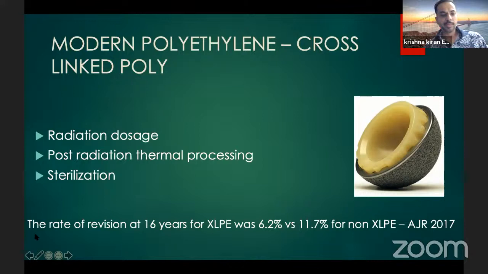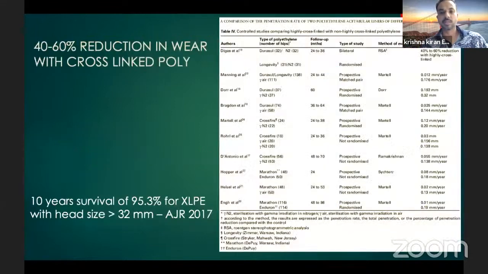The most important point, however, is that the rate of revision at 16 years for XLPE was 6.2% versus 11.7% for non-cross-linked polyethylene. So cross-linked polyethylene, I must say, is the cornerstone for total hip arthroplasty. And several studies have looked at 10-year survivorship and shown that the survivorship is more than 95.3% for XLPE with a head size of more than 32 millimeter.